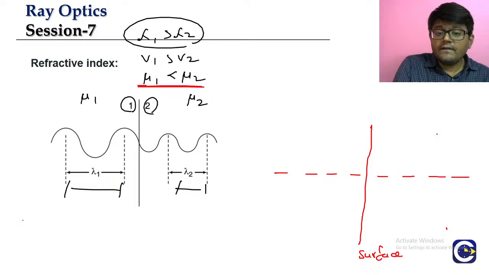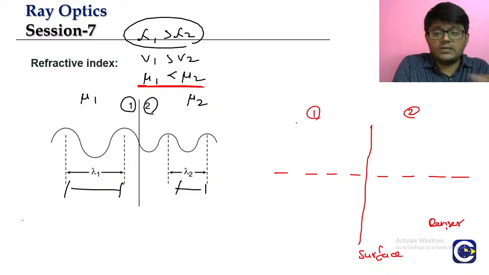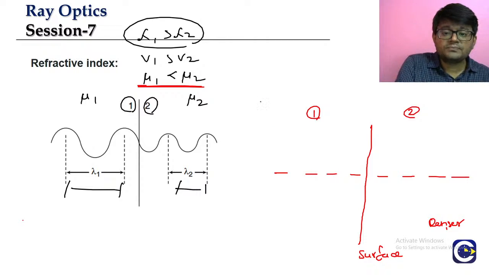So here we incident, this is the denser, right? This is medium 1, medium 2, same scenario. So medium 1 is what? Optically we'll say what is it? Rarer, because mu1 value is less. Here what is it? Optically denser one.